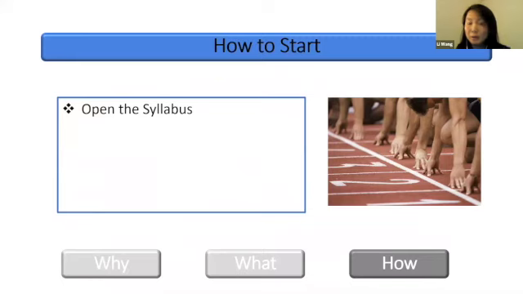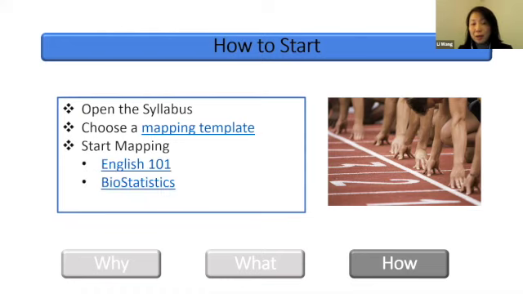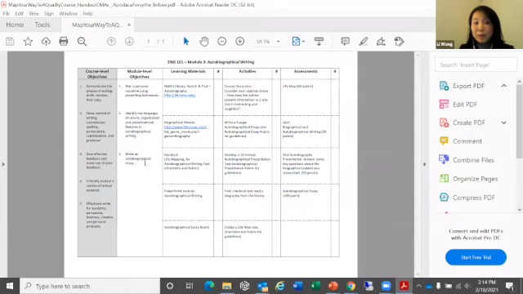So we're going to open our syllabus and choose a mapping template, and then we'll start mapping. After you have used these, choose one template, or you can design around these templates and develop your own. So after you have done the initial mapping, what does it look like? Let's see an example.